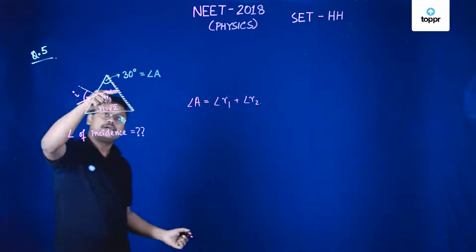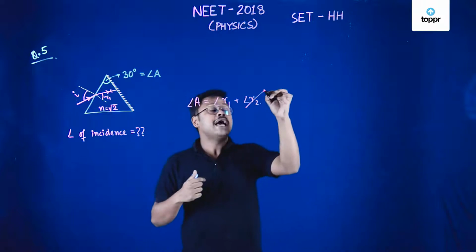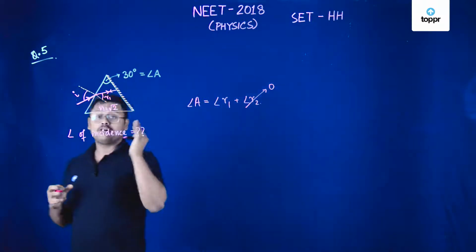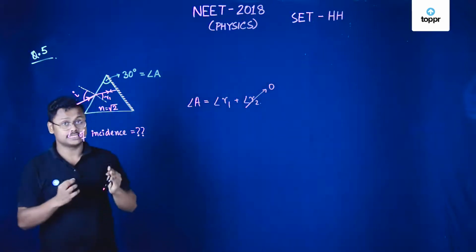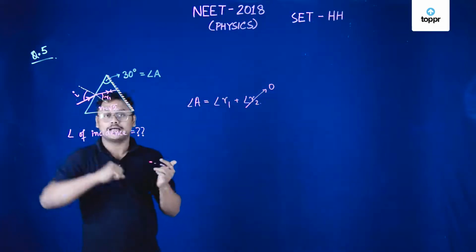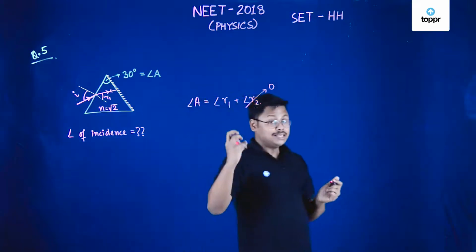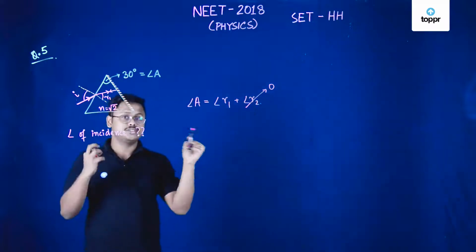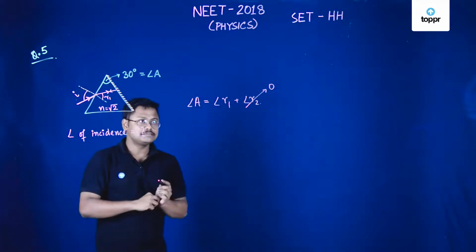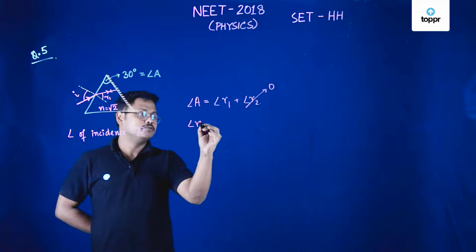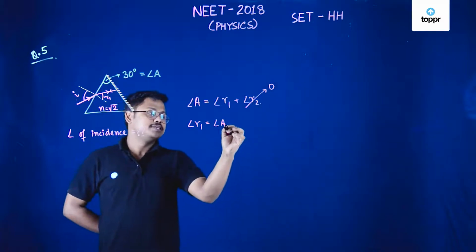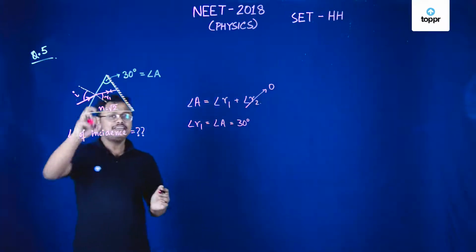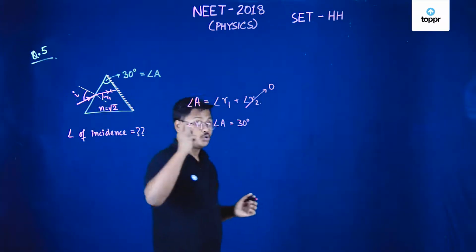Now, as this particular angle is 0, the value of R2 is equal to 0, and we have to find out at what angle of incidence this phenomenon happens, that is, it retraces its own path. So, to obtain the value of the angle of incidence, first of all we take R2 as 0. Now, we know the angle of prism, so angle R1 will be equal to the angle of prism, which is 30 degrees.